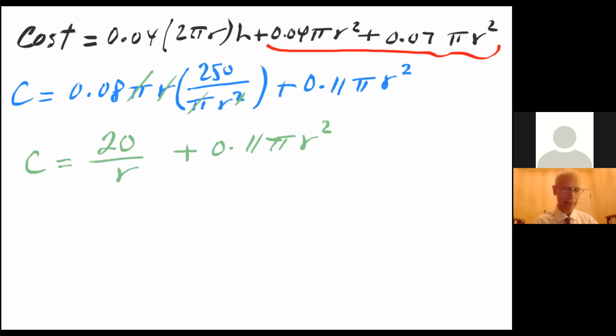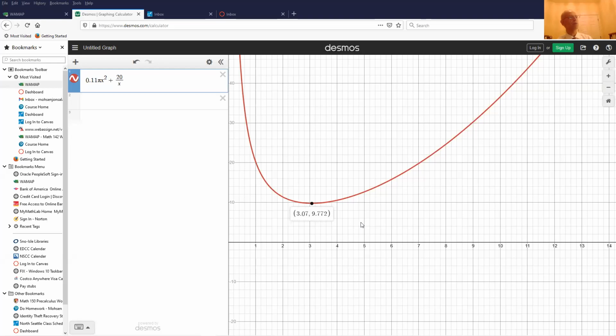So I'm going to go ahead and disengage my iPad. That way I can show you the Desmos graph. I have it ready for you. So I'm going to share screen from here and go to this graph, Desmos. Graphing 0.11 pi x squared plus 20 over x. And of course, you know that I had r squared, but just x is just as good, same thing.